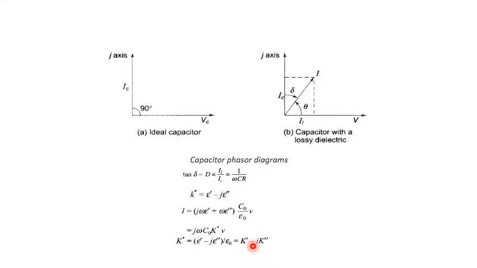This is called the complex relative permittivity or complex dielectric constant, and epsilon' and k' are called permittivities, and epsilon'' and k'' are called the loss factor and relative loss factor respectively.